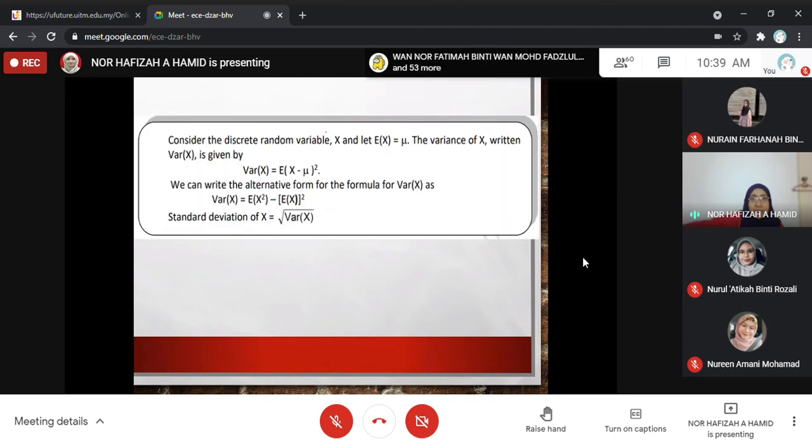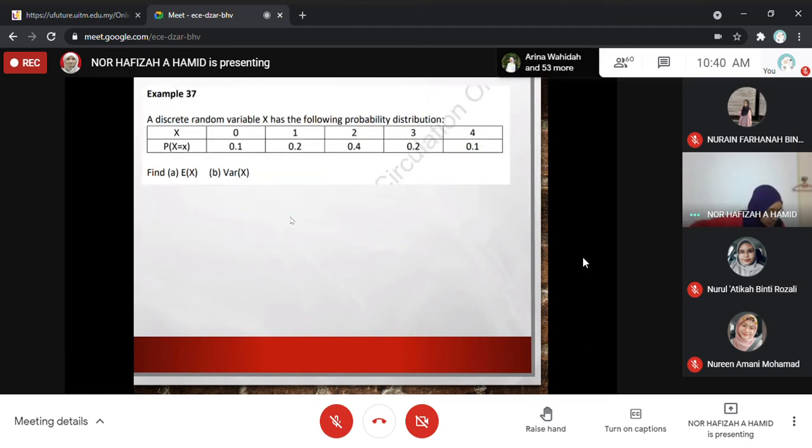So this is the formula. The formula for variance is equal to Ex square minus Ex, the whole term to the power of 2. From variance we can also calculate standard deviation. So standard deviation is equal to the square root of the variance. You have to memorize this formula for the variance. This formula is for both discrete and continuous random variables. So I want you to refer to example 37.